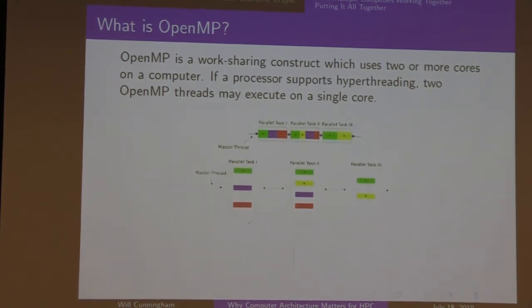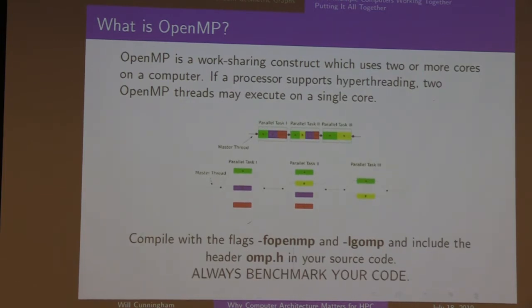So you can see here you might have some parallel task. You have your master thread, which will become one of the threads that do the parallel tasks, and then it launches some other threads, and then it rejoins. Something to think about is the amount of work that you're doing in that parallel task versus the overhead required to launch and rejoin the threads. If the parallel task is very short, if your data is very small, it's not necessarily worth doing that. For compilation, you can compile with these flags and include just one header. As I mentioned, always benchmark your code.